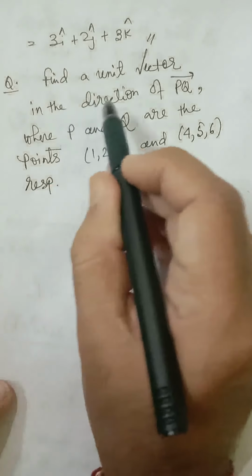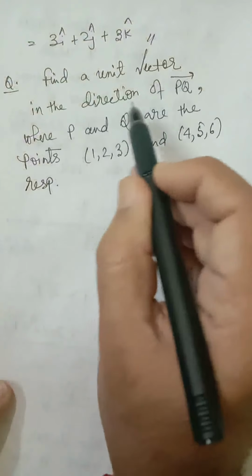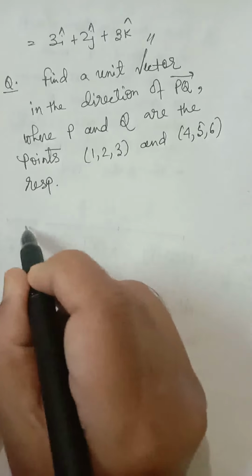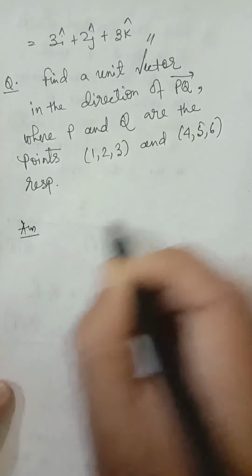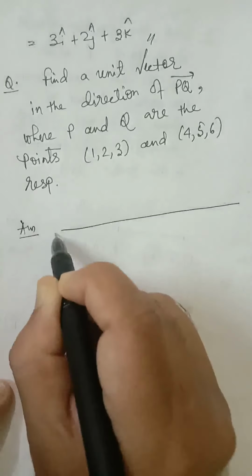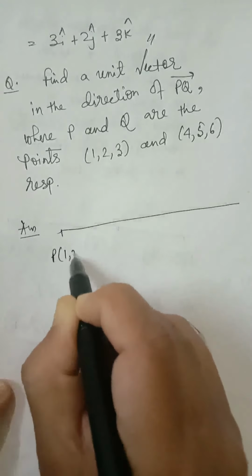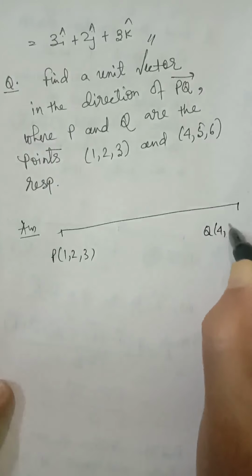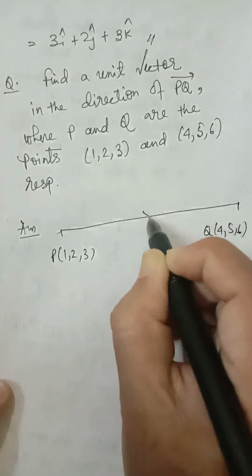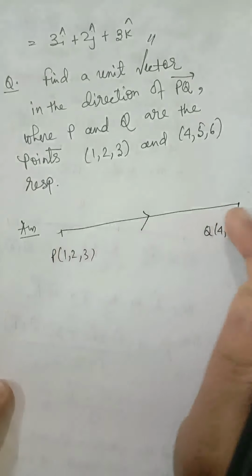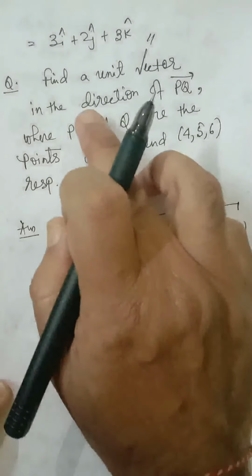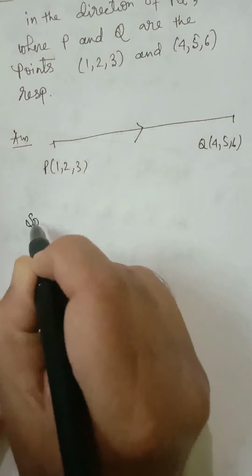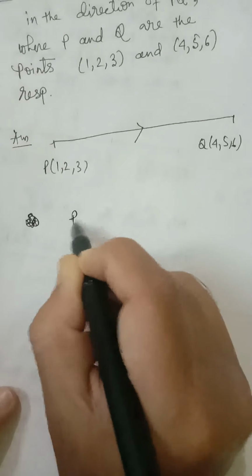Next, find a unit vector in the direction of PQ vector, where P and Q are the points 1, 2, 3 and 4, 5, 6 respectively. P is the point 1, 2, 3, Q is the point 4, 5, 6. We have to find a unit vector in the direction of PQ vector. First of all, we will find PQ vector.